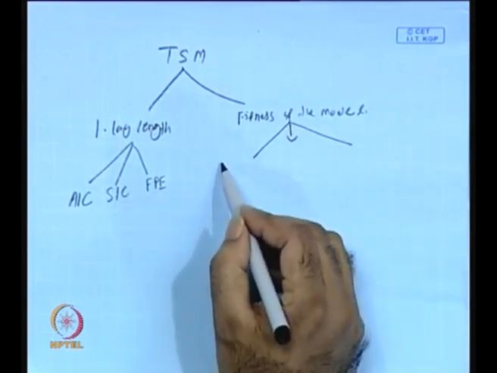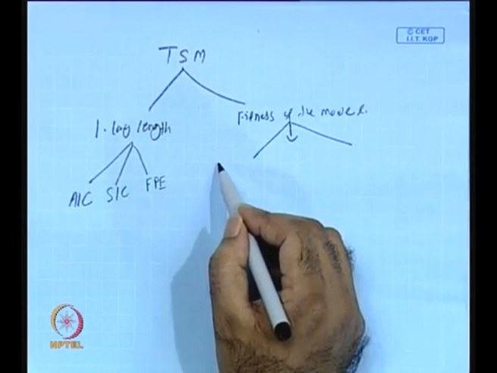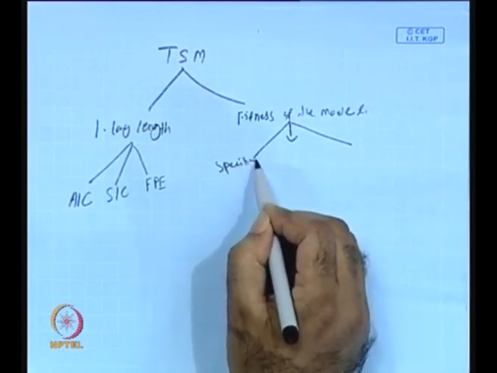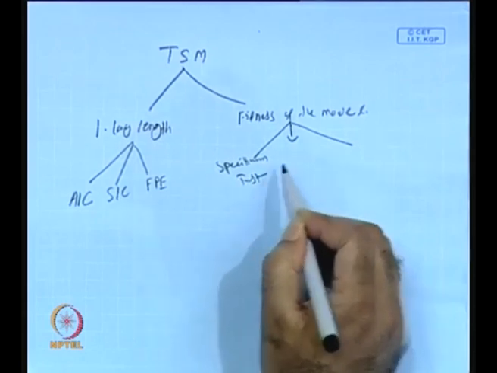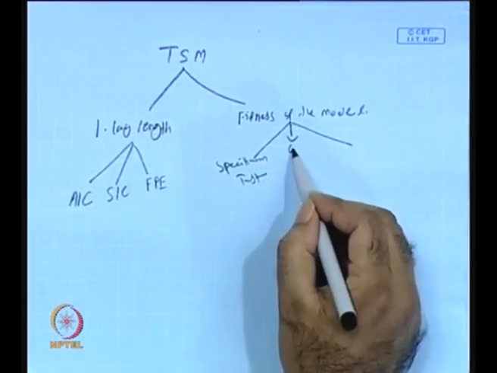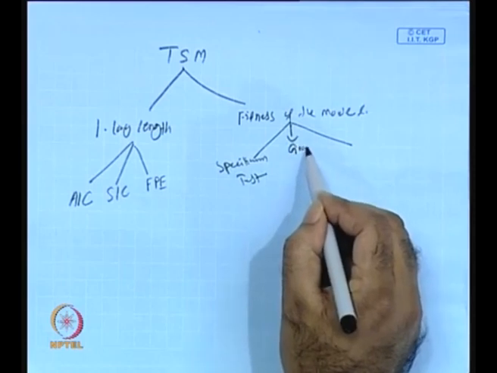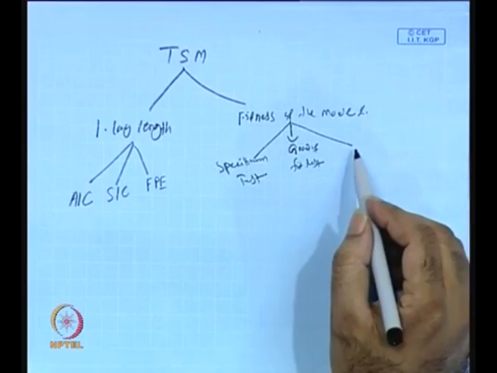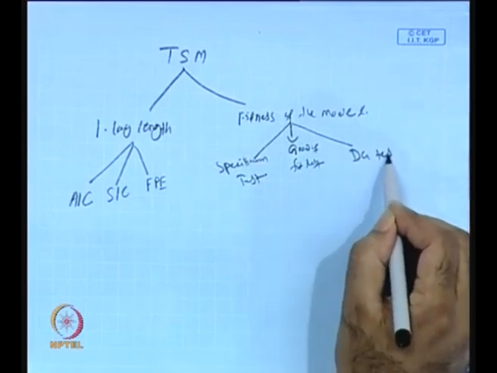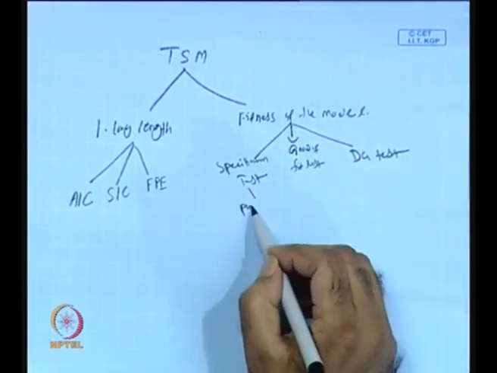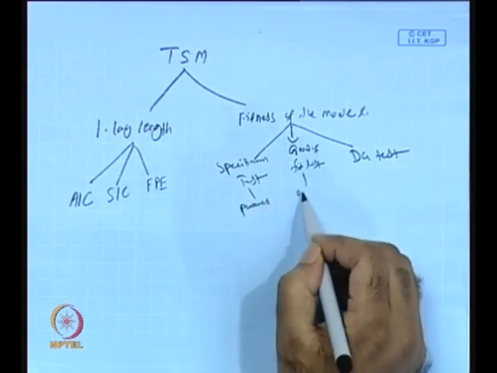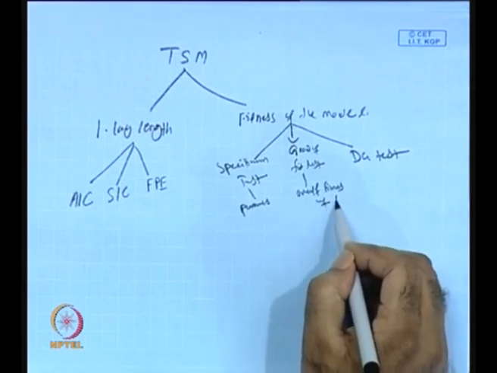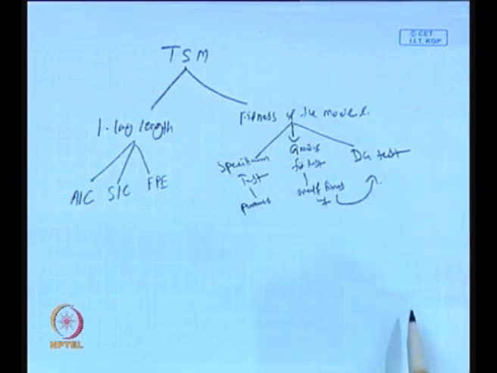One is called the specification test, then goodness of fit test, then this is digit test. Specification test with respect to parameters, this is overall fitness of the model, and this is another way that can also be designed through digit test.